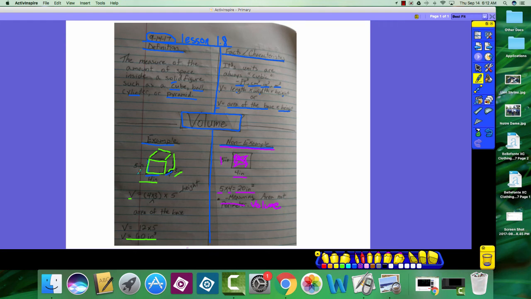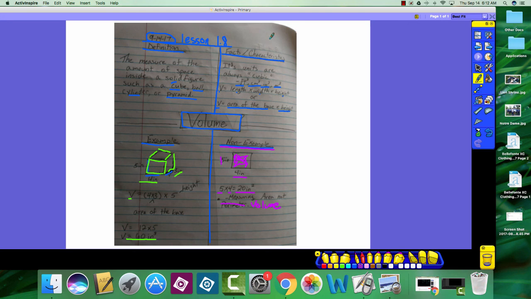So again, for volume, we have three dimensions. We have length, we have width, and we have height. For area, it's only a 2D shape. We only have length and width. So pause the video, get that down. Thank you for listening if you've made it this far.